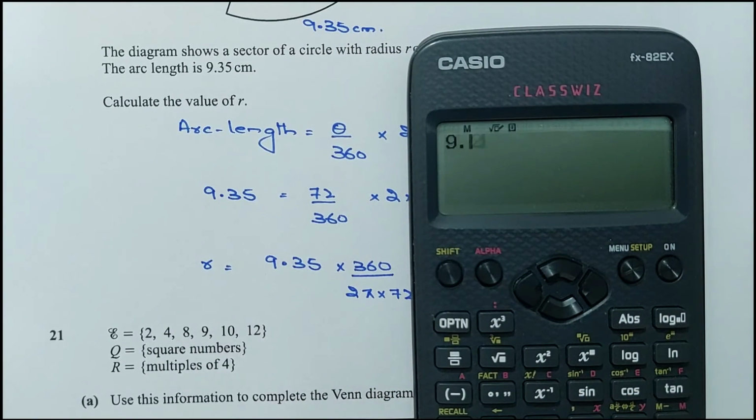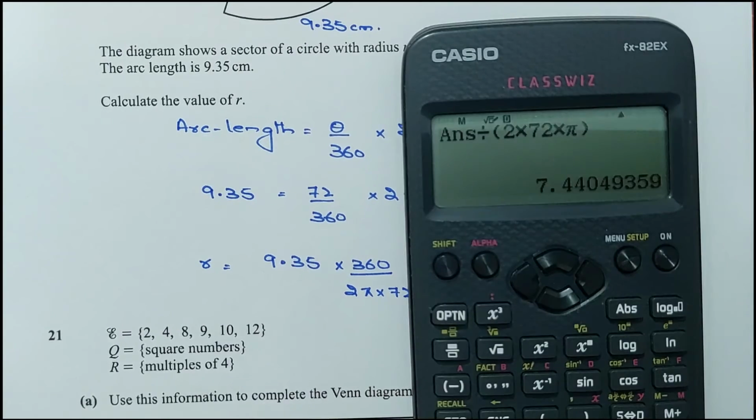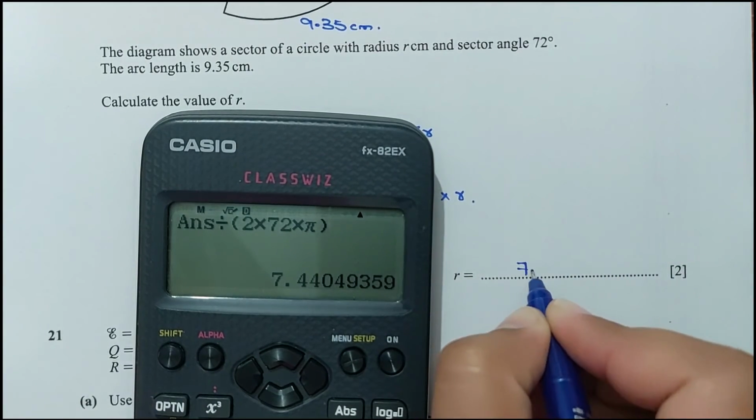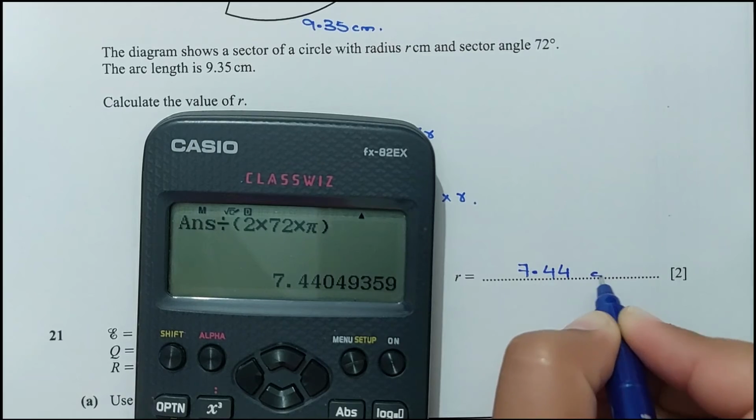Okay, 9.35 times 360 divided by 2 times 72 times pi, in degrees. Yes, 7.44 is the radius, centimeters.